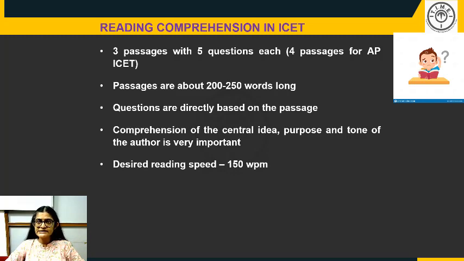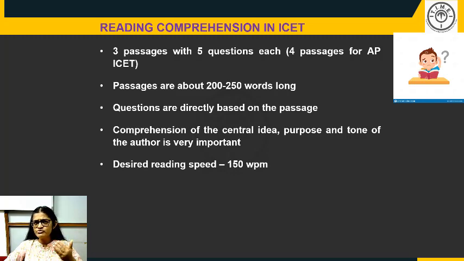The topics may be anything, but usually they are related to economics, business. We have also seen some passages on basic science or latest research findings, technology, environment, even psychology. Okay. Now, the questions are usually directly based on the passage. You will not be required to do in-depth inference, etc.